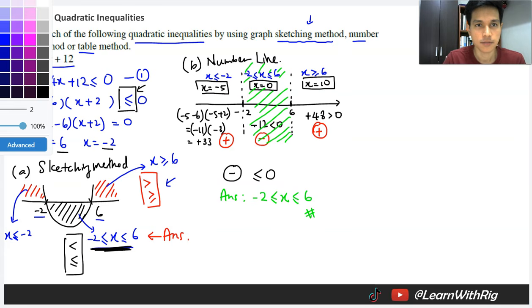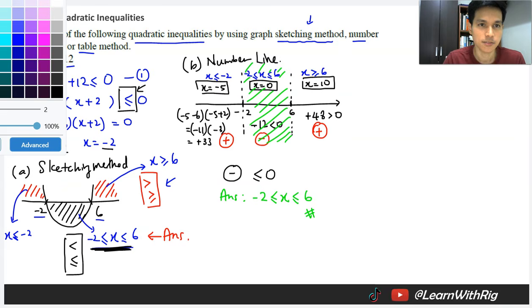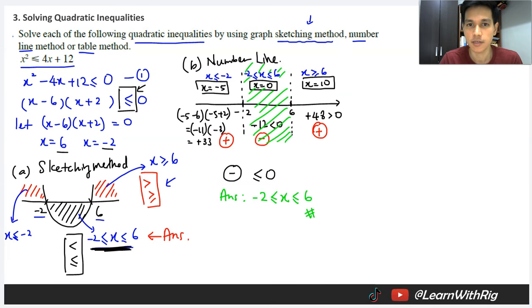So now the last part. I hope you guys understand this, because no worries if you don't, we have another question after this, okay? So question C, which is, what is this? Table method.